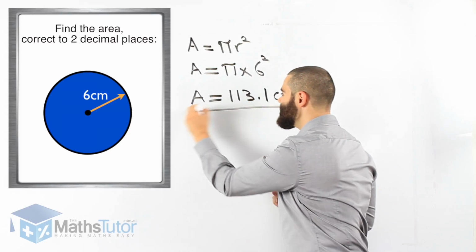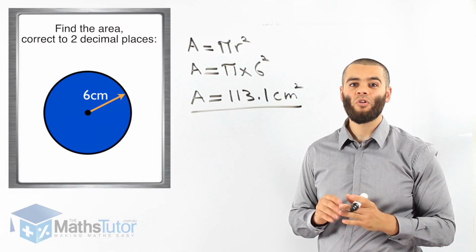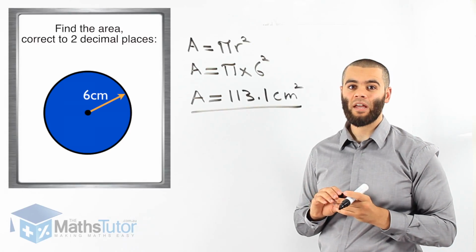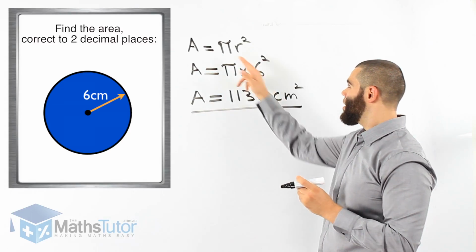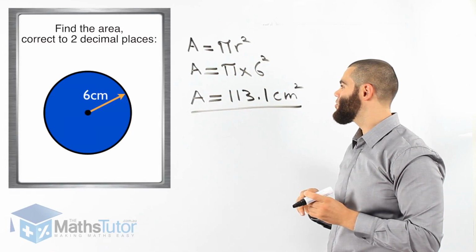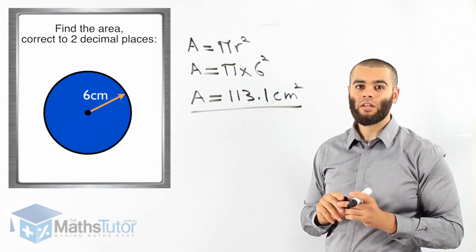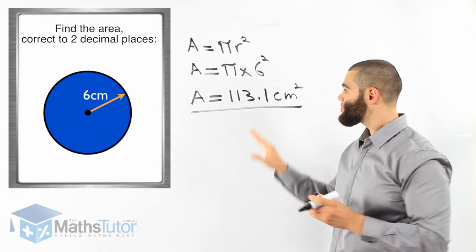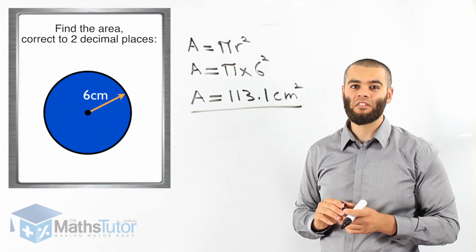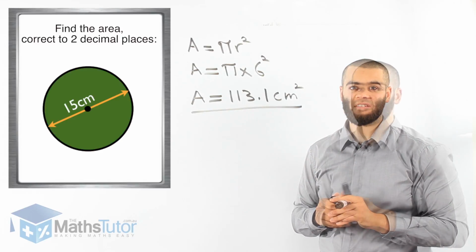That is the answer. That is the area for the circle. Pi times 6 squared. 6 is our radius. Pi times r squared. Pi times 6 squared. 113.1 centimeters squared to 1 decimal place. This is how easy it is. We always look for the radius. Let's do some more examples.